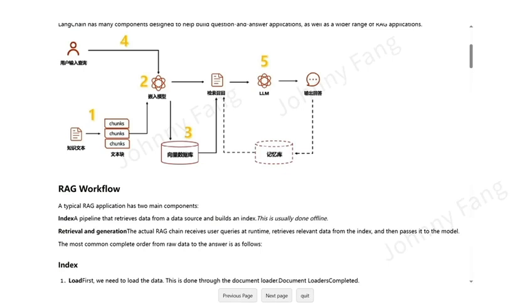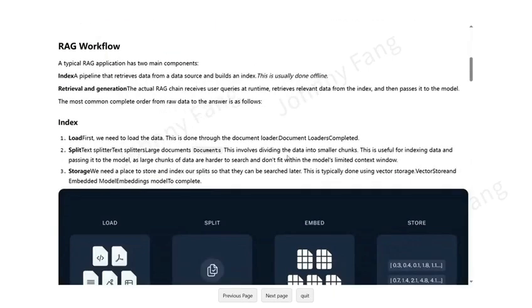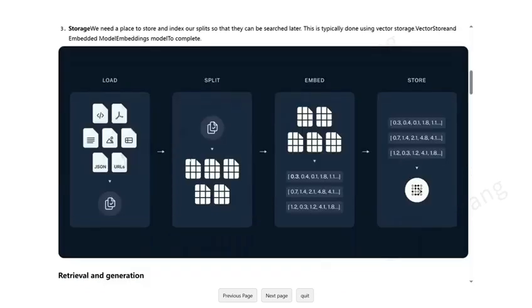First, index. We load the data through the document loader. The text splitter splits the large document into small chunks and passes it into the embedding and generates the vector database and stores it.